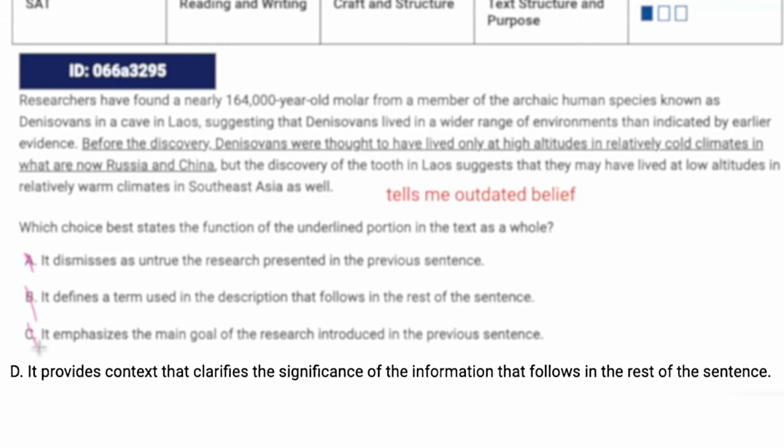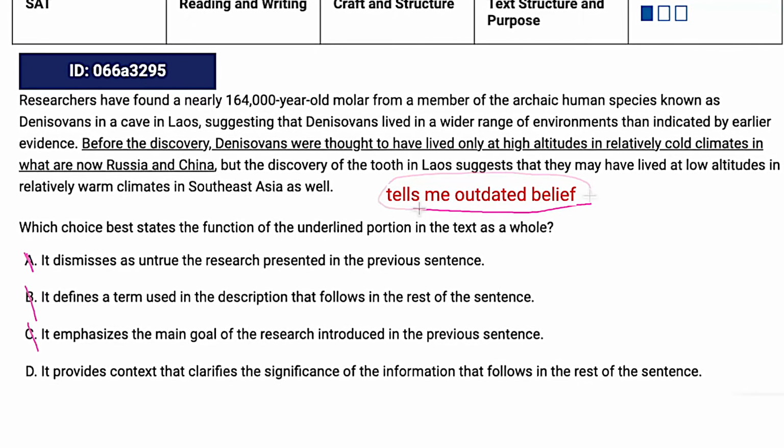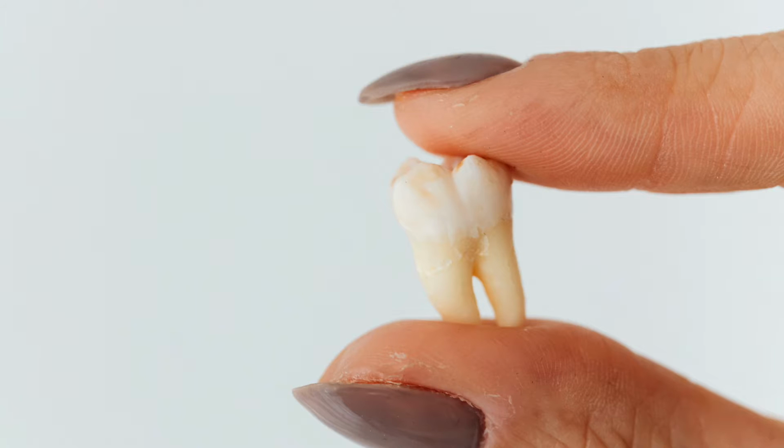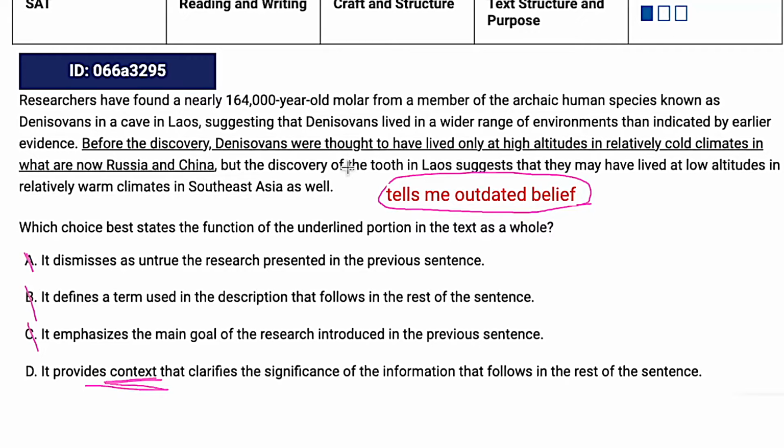Okay, so here's what you need to look out for. Your clarification, what you decide to say is the function, might not perfectly match up with the answer because there might be a couple of ways of looking at it, or there just might be more than one function. But I do see the connection here. By telling me about the outdated belief, it does give me context to clarify how significant the tooth was, because I know before the tooth, they believed something different. So my answer is D.